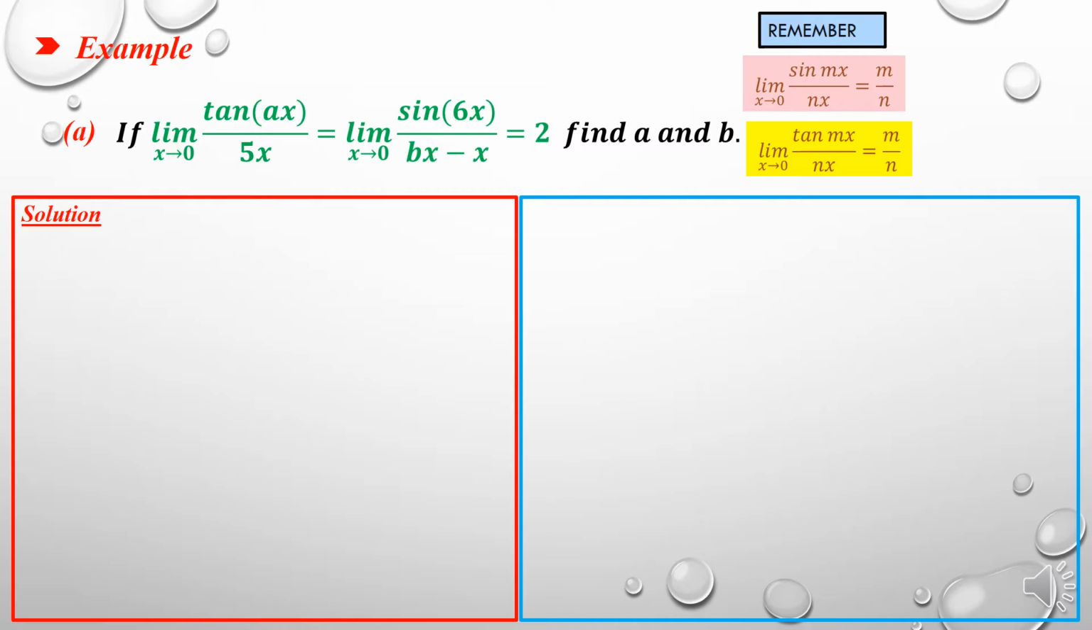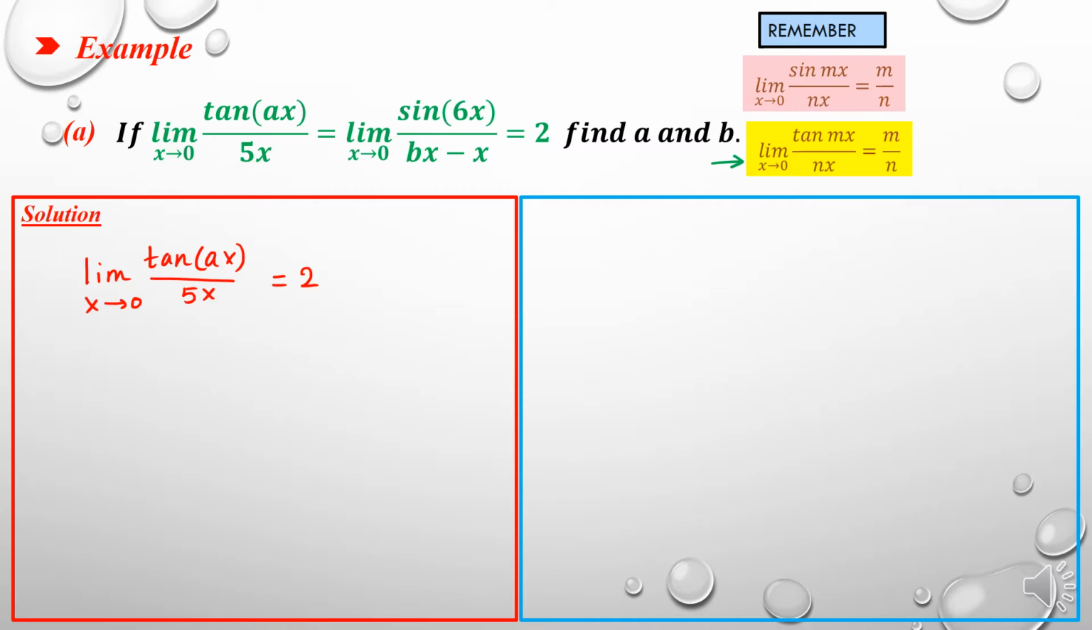So firstly we have limit tan ax over 5x when x goes to 0, and this limit equals 2. Then you have to use this fact.